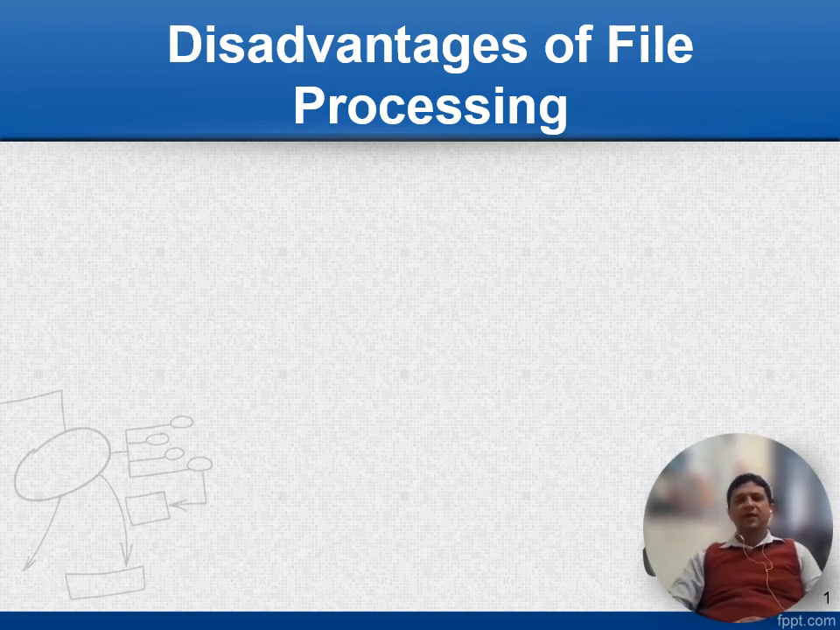Today we are going to start part number 3 of our lecture number 1. The topic that we are going to discuss is disadvantages of file processing systems. These file processing systems were used before the introduction of database based applications, and they were used for the same purpose, that is to deal with data and information. But there were certain disadvantages associated with these file processing systems.